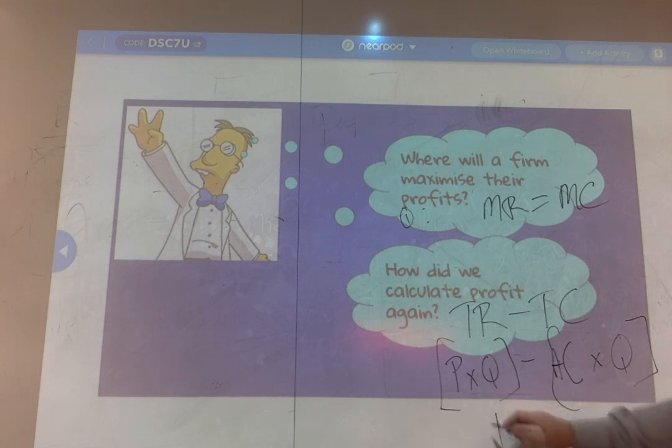So P minus AC is going to be another important equation for us to think about. In fact, the whole relationship between P and AC is going to be really important for when we're figuring out profits.